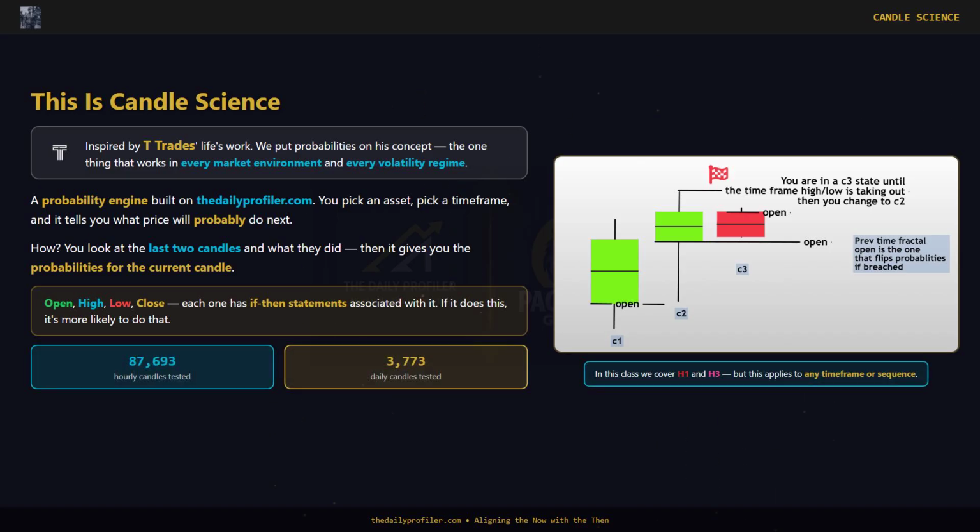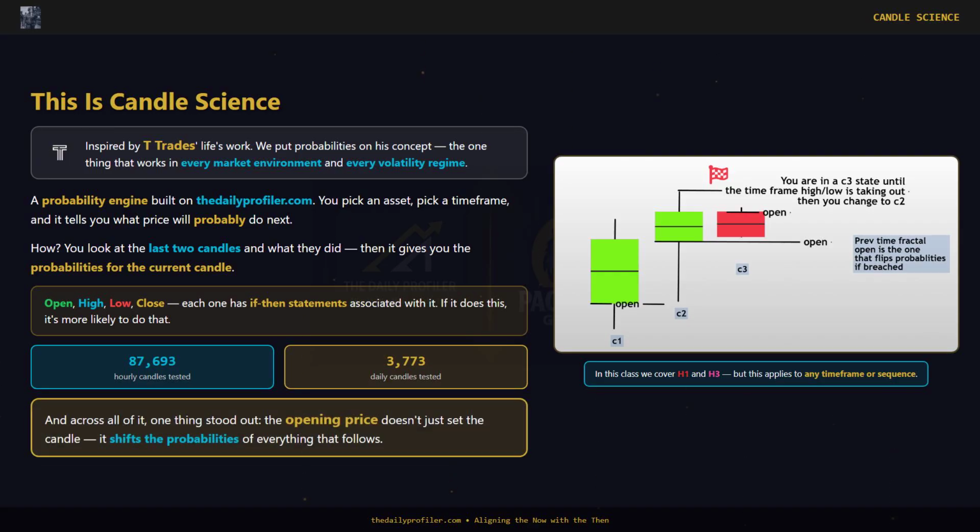You pick an asset, pick a time frame, and it tells you what price will probably do next. How? By looking at the last two candles and what they did. Open, high, low, close. Each one has if-then statements associated with it. If it does this, it's more likely to do that. Tested on over 87,000 hourly candles. In this class, we'll cover the hourly and the 3-hour, but this applies to any time frame or sequence you put it on. And across all of it, one thing stood out. The opening price shifts everything.